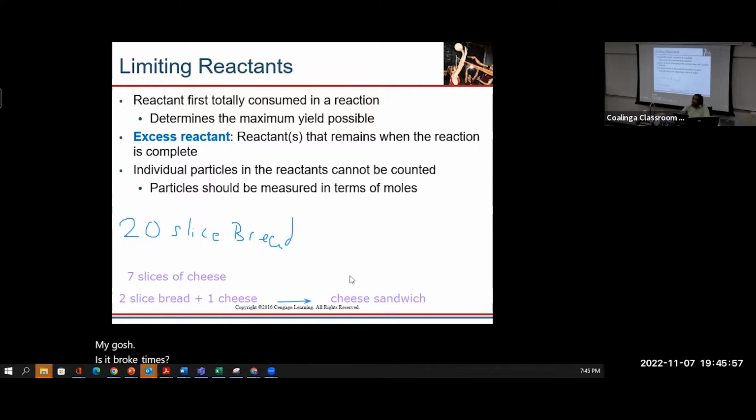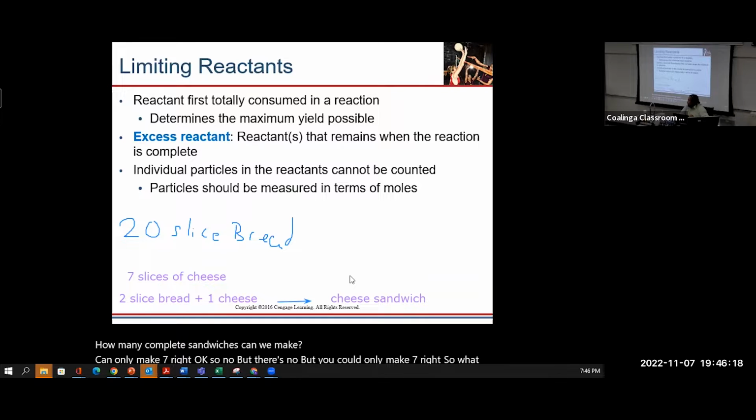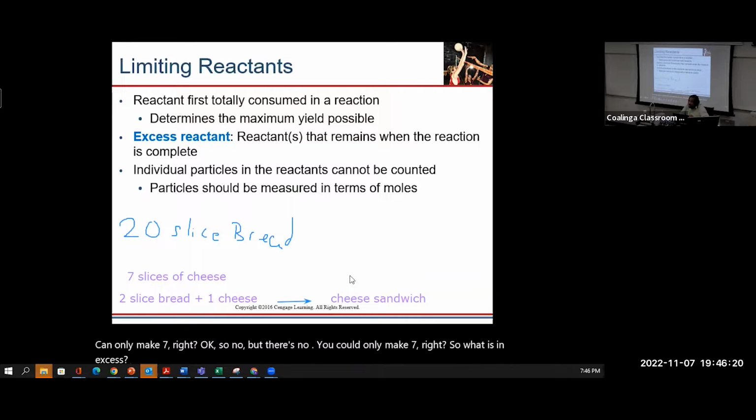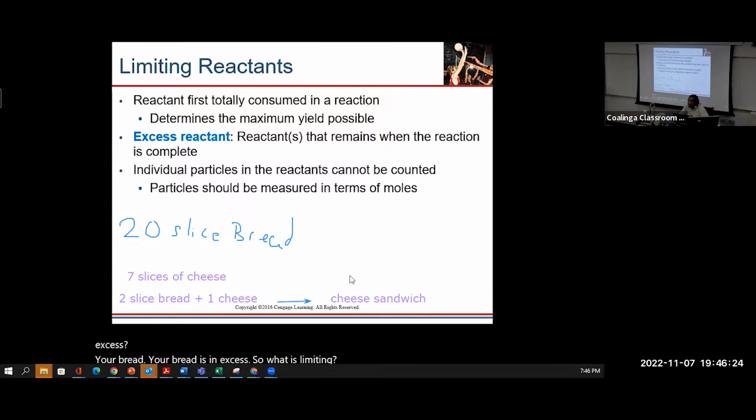Okay, how many complete sandwiches can we make? You can only make 7, right? There's no but. You can only make 7, right? So what is in excess? Your bread is in excess. So what is limiting? The cheese.